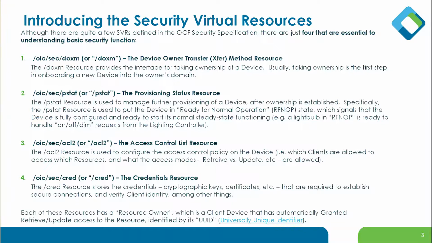The very first one to understand is the device owner transfer method resource, the doxim resource. This is basically the interface that you use to take ownership of the device when it's new and out of box. The provisioning status resource is next. Once you've taken ownership of the device and you are now in control and the admin of that device, you provision the device with a few things, namely the access control list, which is done through the access control list resource, and the credentials, which are done through the credential resource.